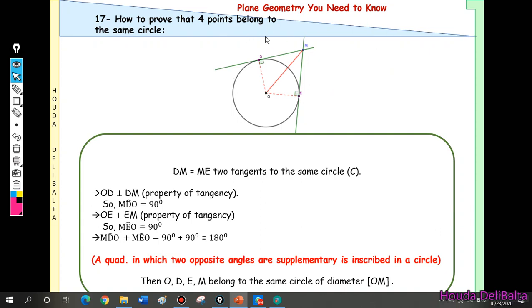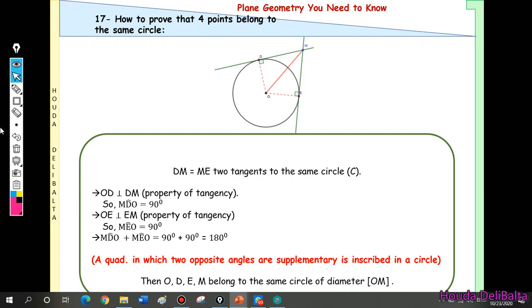If you take a look at this quadrilateral ODME, it's not a rhombus, not a square, it's just a quadrilateral formed of 4 sides. But we can notice that these angles, D and E, are opposite angles and both are right. So if we add them, 90 and 90, we get 180. Thus, we can say that these opposite angles are supplementary. And that's why we can say that this quadrilateral can be inscribed inside a circle.